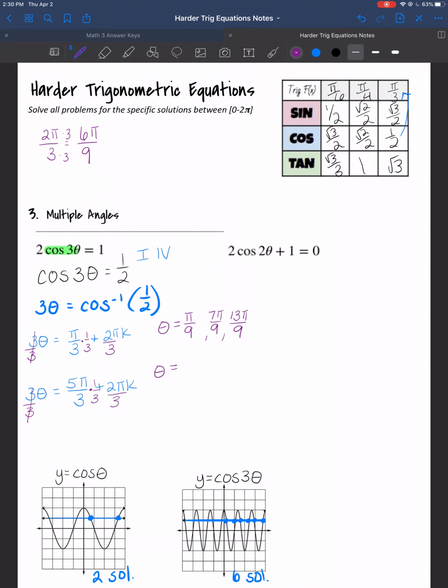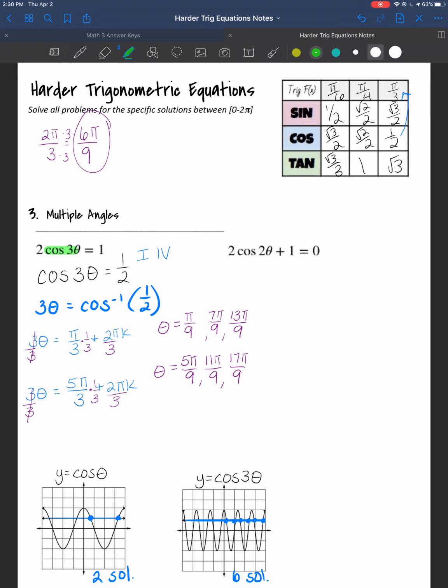So my first answer, 5 pi over 3 times 1/3 is 5 pi over 9. To get my next answer, I need to add 2 pi over 3 to that. So again, common denominator means I need to add 6 pi over 9. So 5 and 6 is 11 pi over 9. And then my last answer, that's 5, I needed 6, is 17 pi over 9.